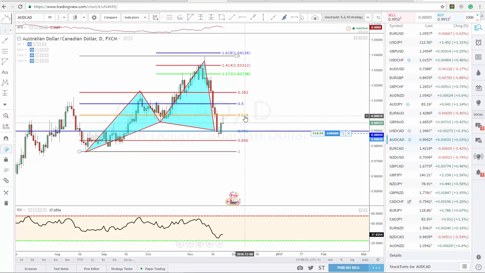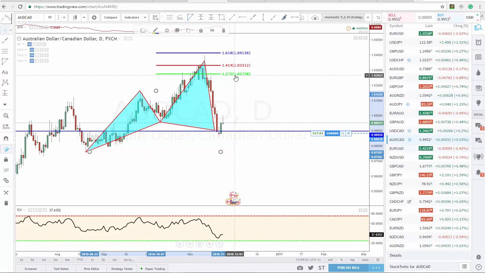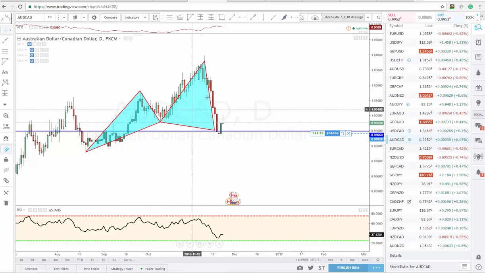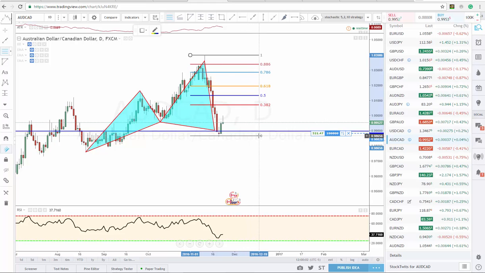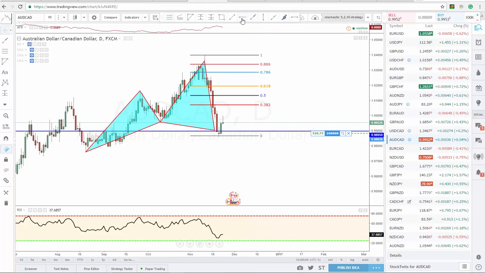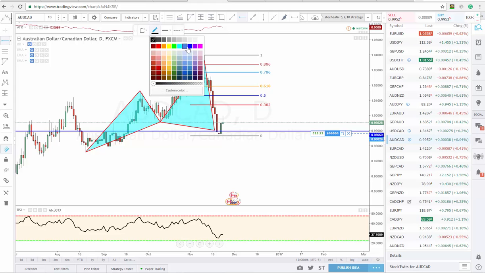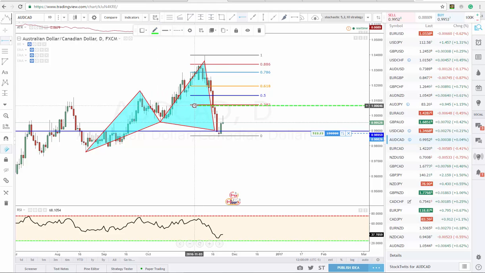So now, not only do we have that very significant level of daily structure, we also have a cipher pattern completion at that same area. And I'll go ahead and draw on my fibs for targets and put a green line at the 382.